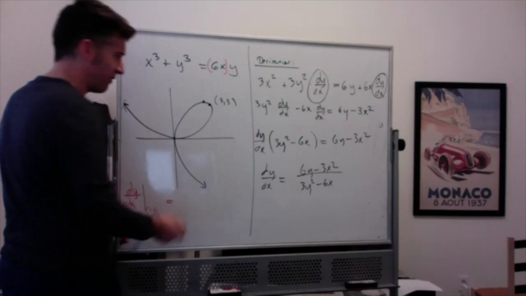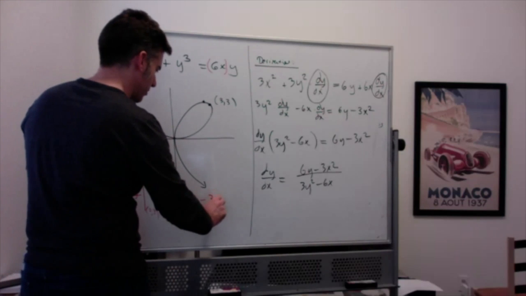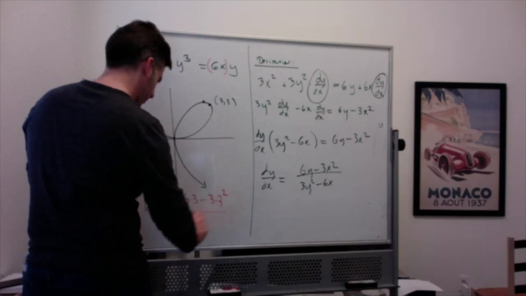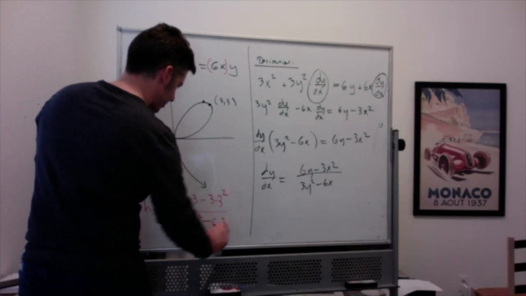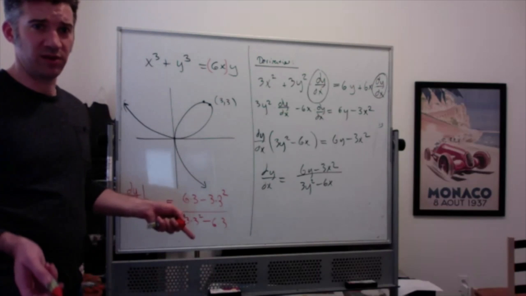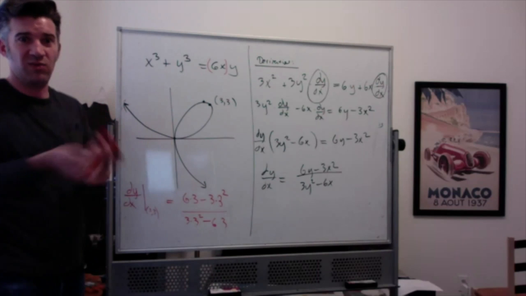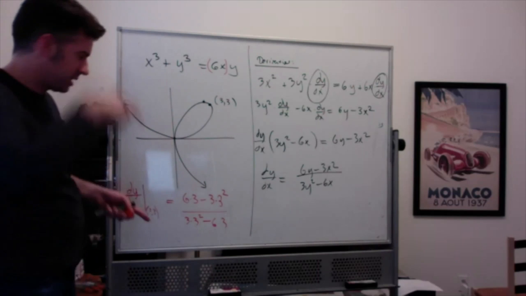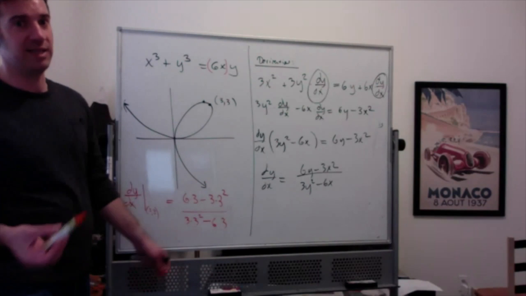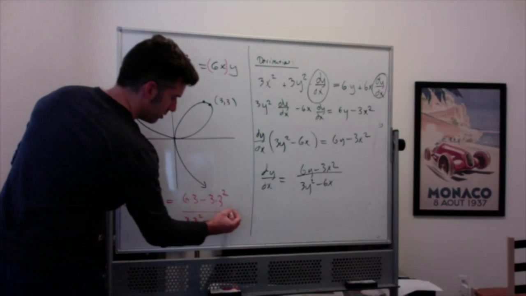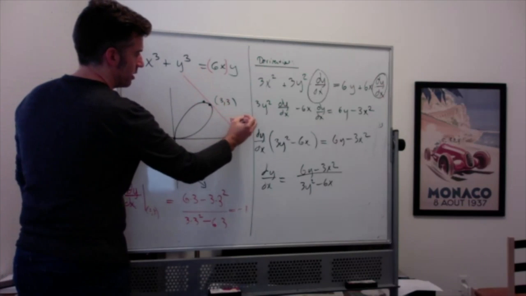I'm just going to plug in 3 for x and 3 for y. I get 6 times 3 minus 3 times 3 squared over 3 times 3 squared minus 6 times 3. We could calculate this, but we can also just see it's the same thing on top as on the bottom, but subtracted in the opposite order, which means it's -1. Or you can say, oh, it's 18 minus 27 over 27 minus 18. That's -9 over 9, which is -1. So this tangent line has a slope of -1.